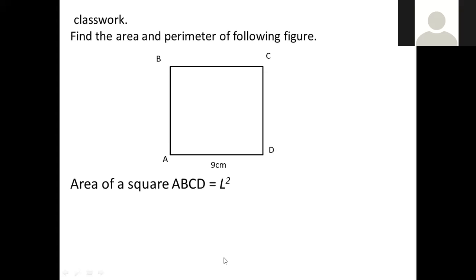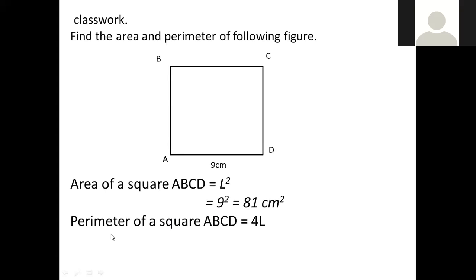Okay, here is given one example. How to find the area of this square and perimeter also. L square means here now 9 square. 9 square means 81 centimeter square. And if it is asked to find the perimeter, perimeter of the square equals 4L, 4 times 9, 4 into 9, that means 36 centimeter. And you will get the perimeter of this square. Okay, children?